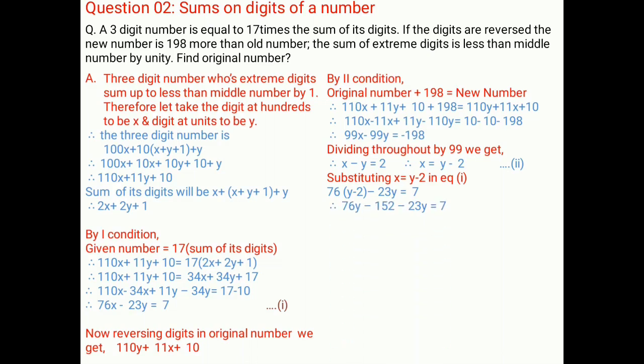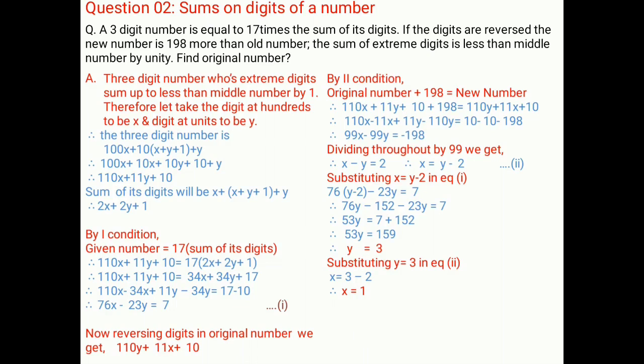It completely depends upon you and which method you are comfortable with. Therefore, solving ahead, I get 76y minus 152 minus 23y is equal to 7, which gives me 53y is equal to 7 plus 152. This gives me 159 is equal to 53y. Solving this, I get y is equal to 3. Now substituting the value of y is equal to 3 in equation 2, I get x is equal to 3 minus 2. Therefore, x is equal to 1.